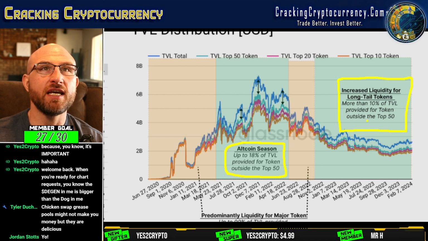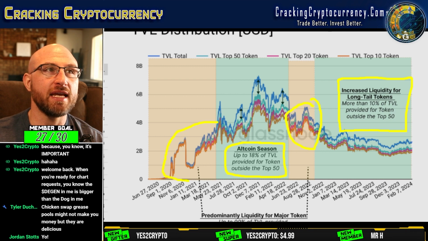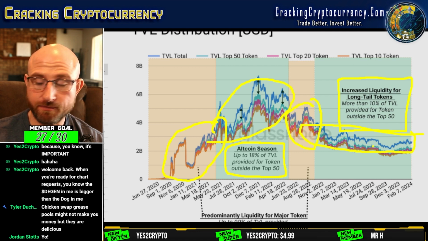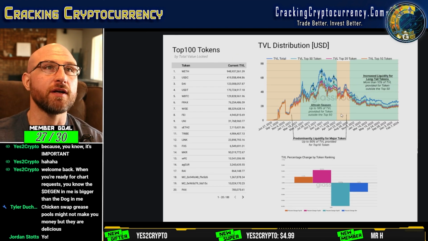More than 10% of TVL provided for tokens outside the top 50 shows increased appetite. We can see that was not really the case here in 2022, and also not the case in early 2020, throughout most of 2020 and into 2021. It was Bitcoin and Ethereum driven, and then we entered into alt season here. Although the market is trending down a little bit, there's altcoin season interest as individuals start to pick up altcoins during the decline of the market.